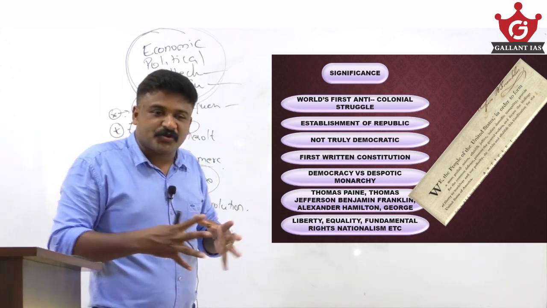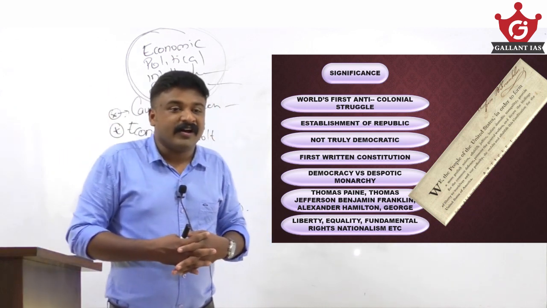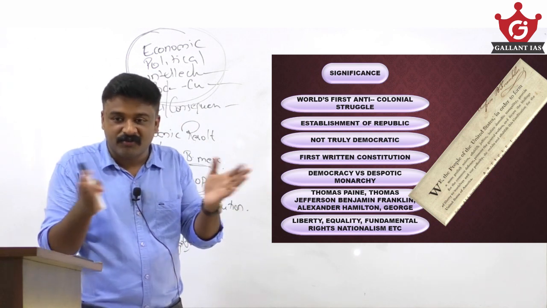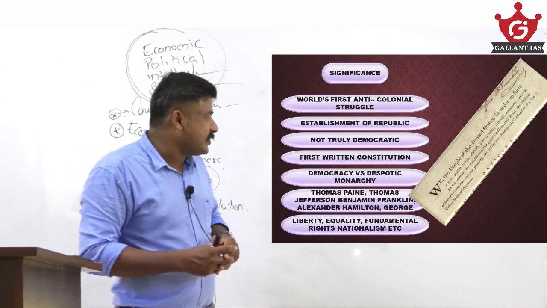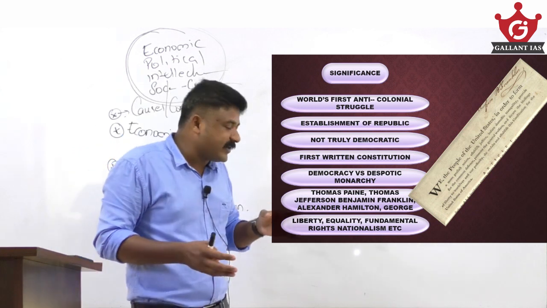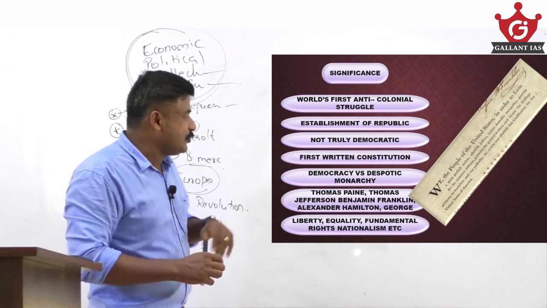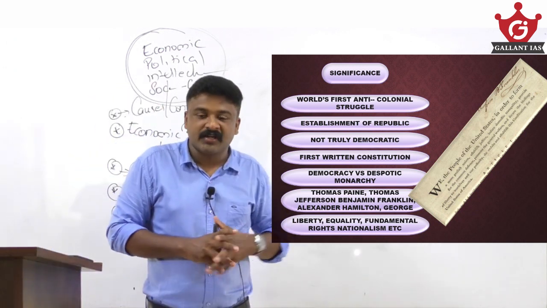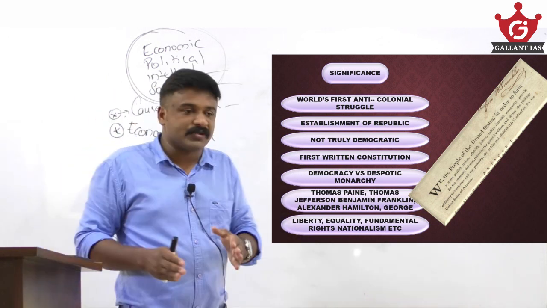Then the first written constitution was adopted. We know our constitution is also a book of borrowings. We borrowed many features of our constitution from different constitutions of the world. So the world's first written constitution was the American Constitution, and it was the victory of democracy against despotic monarchy. Many great thinkers and philosophers contributed to the success of the American Revolution: Thomas Paine, Thomas Jefferson, Benjamin Franklin, Alexander Hamilton, George Washington. If the question is about the American Revolution, these names you should not skip in your answer writing.